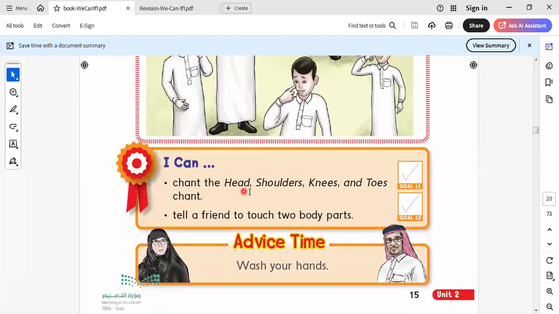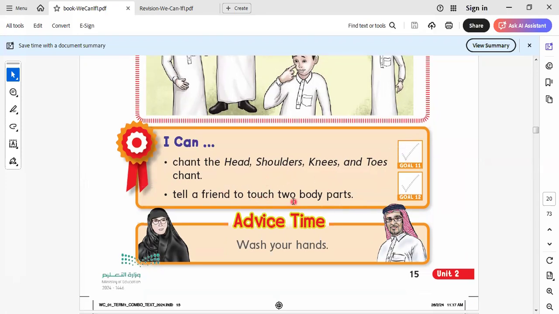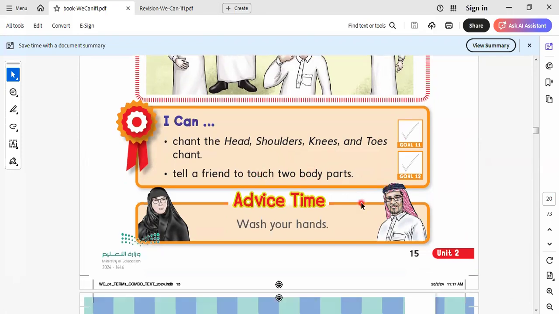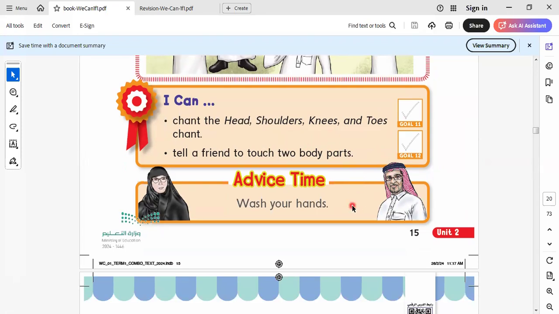I can chant "head, shoulders, knees, toes." This is right. Tell a friend to touch two parts of the body, like touch your hands, touch your legs, your knees, your shoulders. All these have two parts. Any parts of the body that have two.